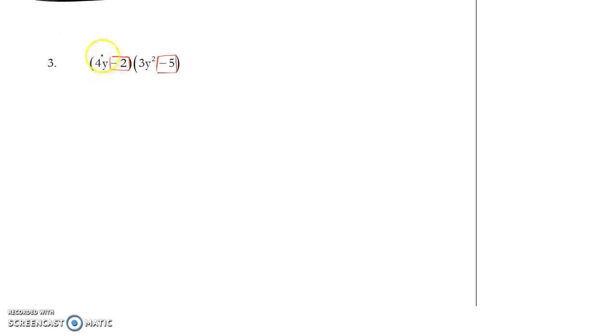I'm going to take my 4y and distribute it to my second set of parentheses. 4y times 3y squared. 4 times 3 is 12. Y times y squared is y to the third. But then I'm distributing 4y to negative 5. 4 times negative 5 is minus 20. Don't forget the y.